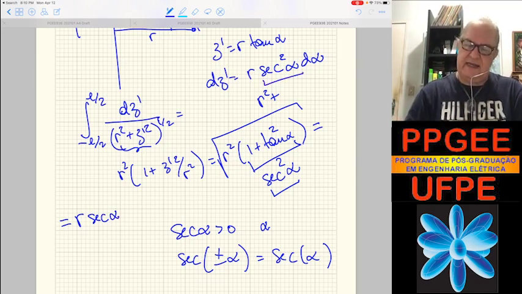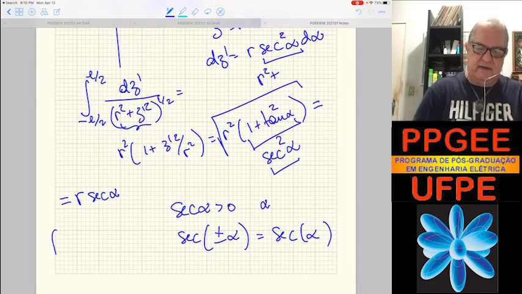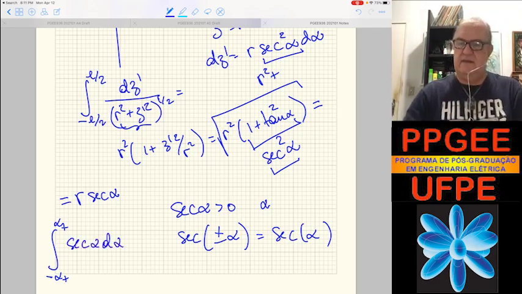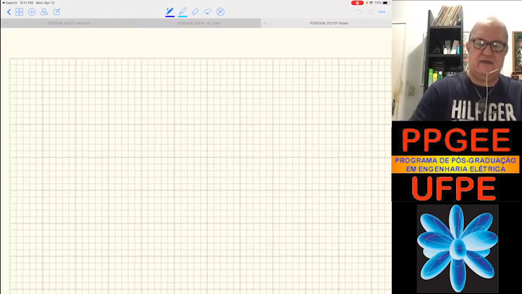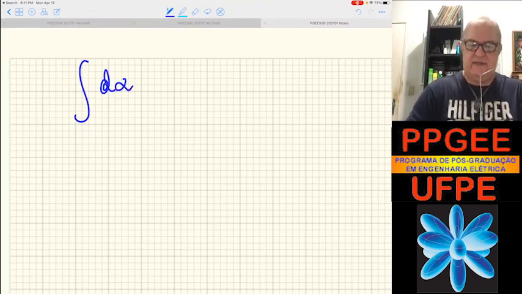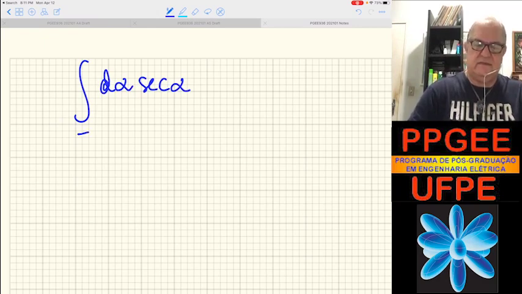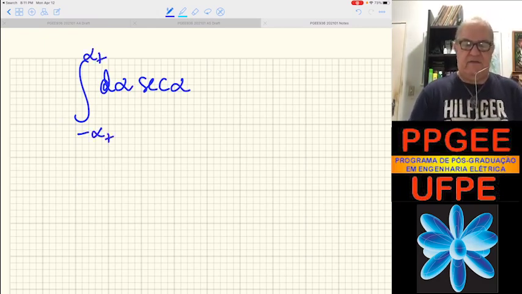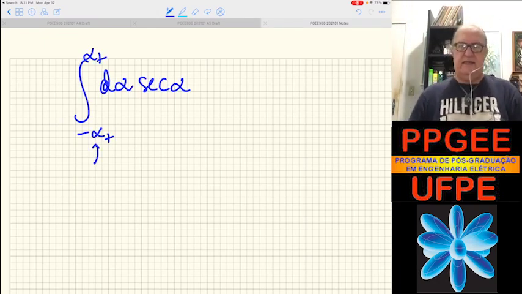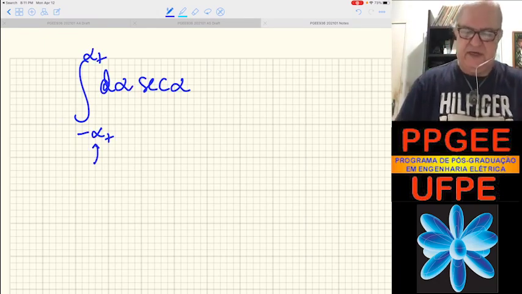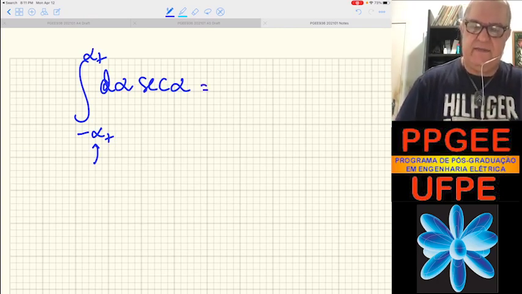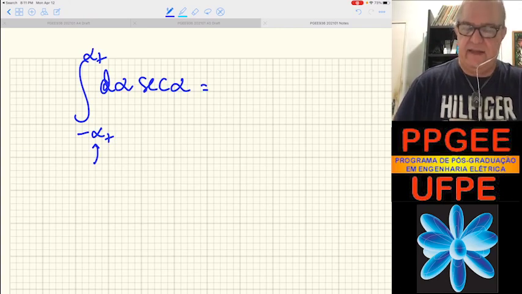So this z prime is sec squared. So we're going to have the integral from minus alpha plus to alpha plus of sec alpha d alpha. That's one of those tricky integrals that I'm sure you have seen before. This alpha plus is the maximum value of the angle at the tip of the line of charge. This can be done by multiplying and dividing by sec alpha plus tangent of alpha.